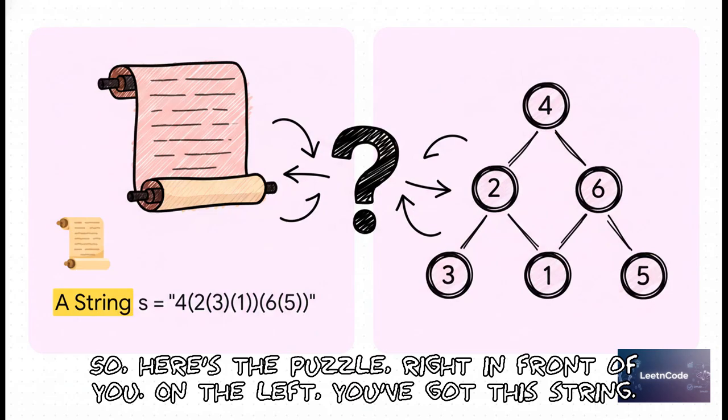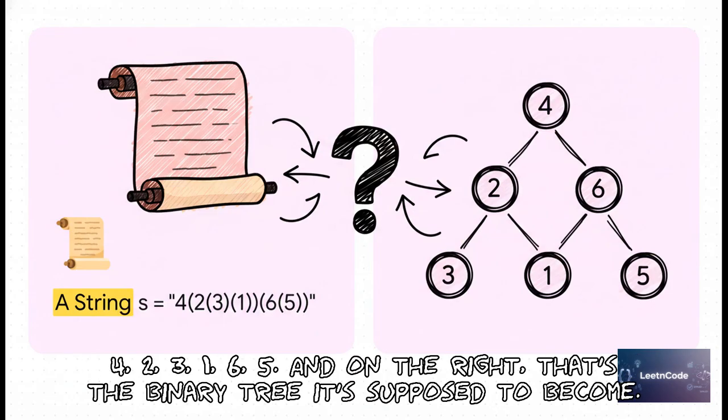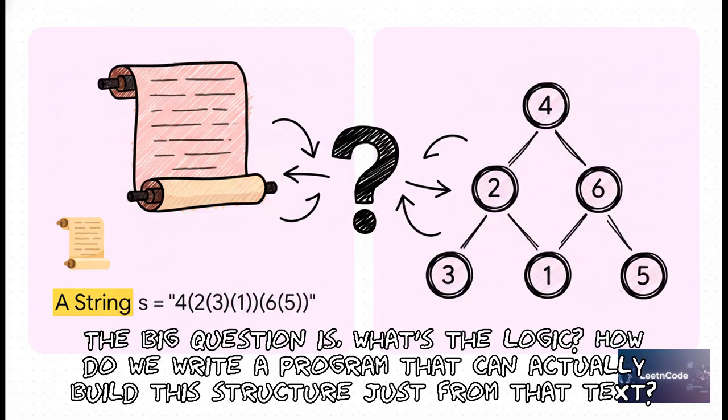So here's the puzzle, right in front of you. On the left, you've got this string, 4(2(3)(1))(6(5)). And on the right, that's the binary tree it's supposed to become. The big question is, what's the logic? How do we write a program that can actually build this structure just from that text?